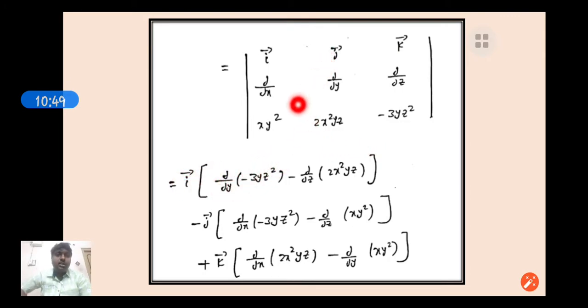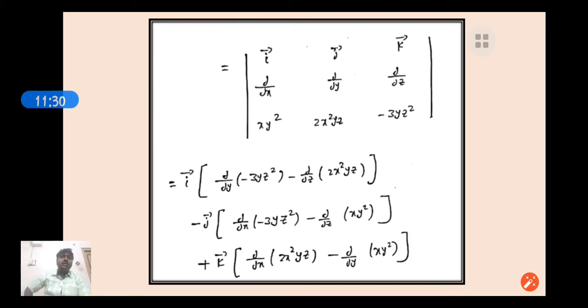Now I write minus j bar into, by deleting the second column and first row, dou by dou x of minus 3y z square minus dou by dou z of x y square. Next, plus k bar into, by deleting the third column and first row, dou by dou x of 2x square y z minus dou by dou y of x y square. So this is the way we write the determinant value.